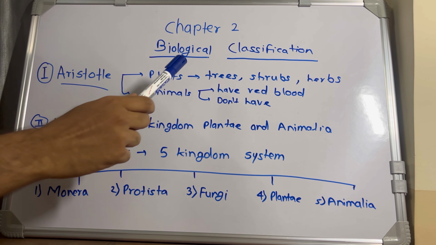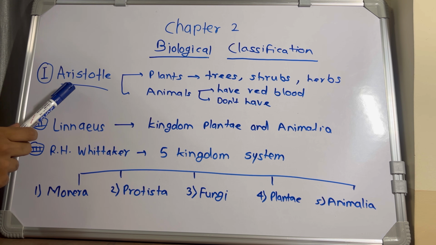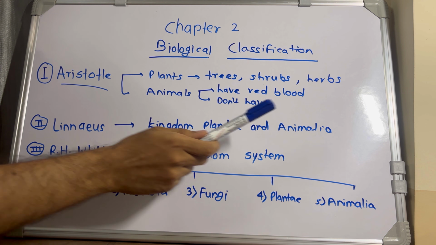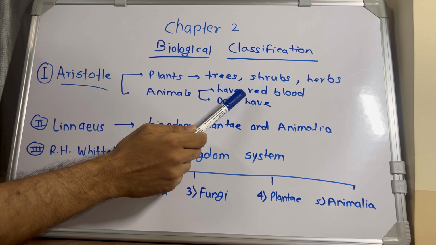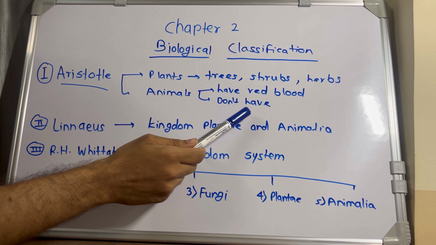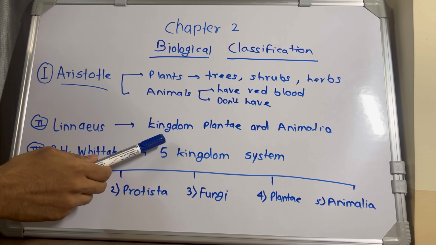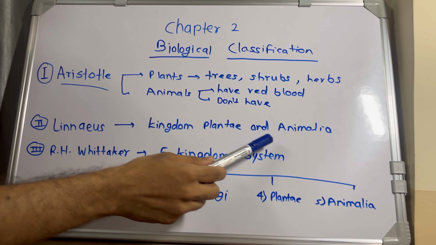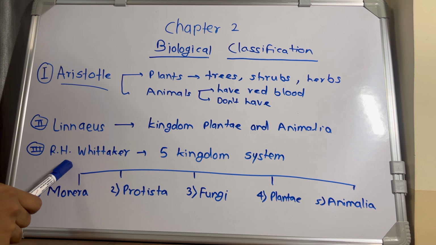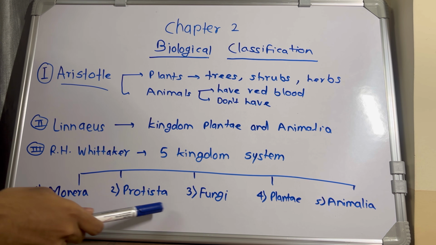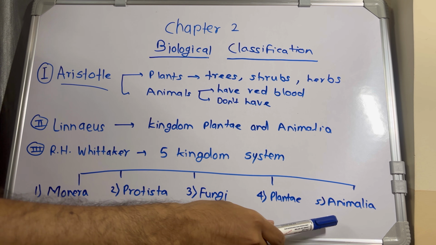Chapter 2 Biological Classification. Aristotle first classified plants into trees, shrubs, herbs, and animals into the animals which have red blood and the animals which don't have red blood. Then Linnaeus gave a two kingdom system, kingdom Plantae and kingdom Animalia. R.H. Whittaker gave a five kingdom system, that is kingdom Monera, Protista, Fungi, Plantae, and Animalia.